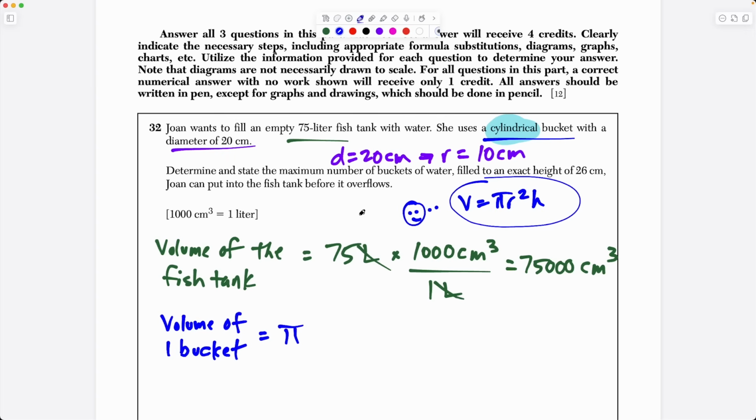So we're going to have pi times 10 centimeters squared, and then times the height of the bucket, 26 centimeters. Joan is filling the buckets to an exact height of 26 centimeters, so we're talking about the volume of water inside the bucket. So the 26 centimeters goes over here.